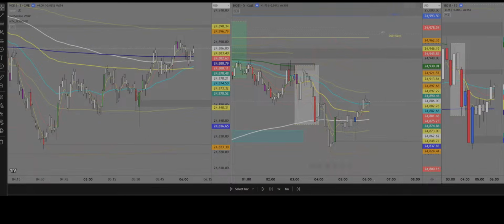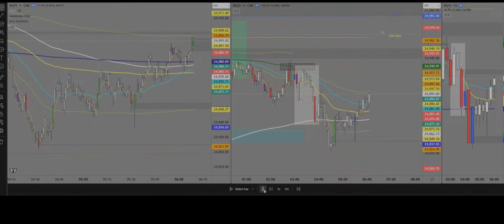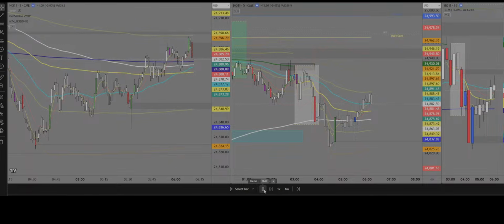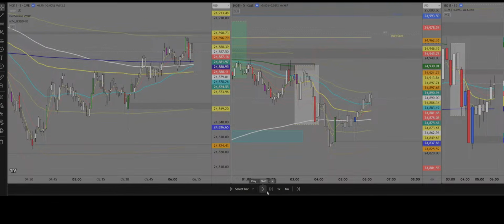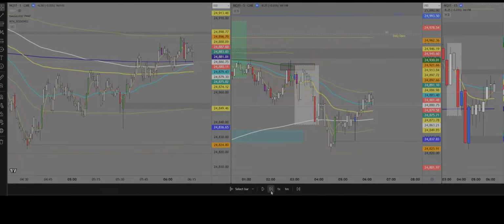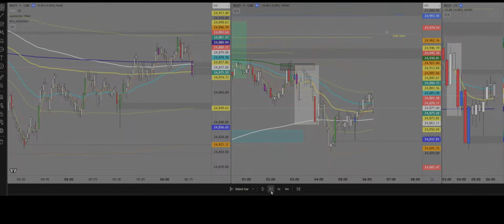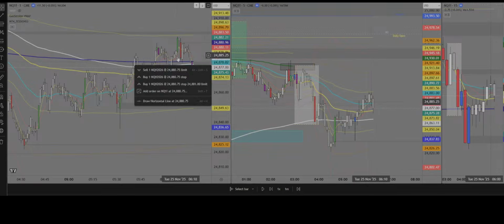Let's see, what time is this? It's like 6. Okay, maybe we're gonna roll over. 15-minute looks like it wants to go down. Violet vector into the 50. This looks like a continuation.